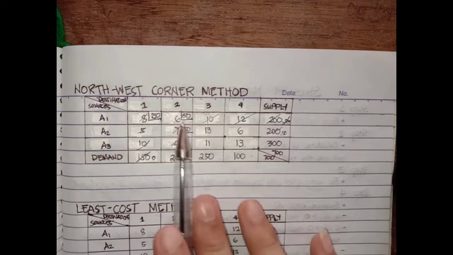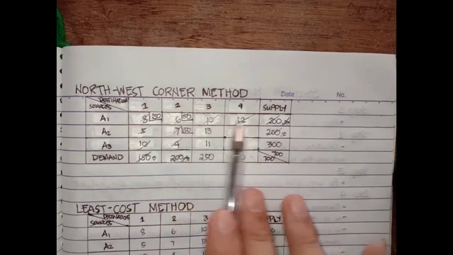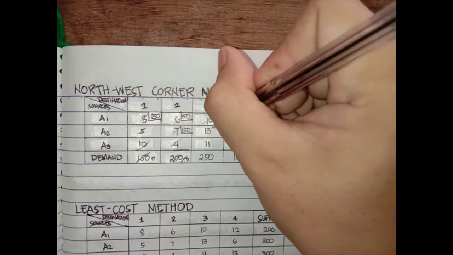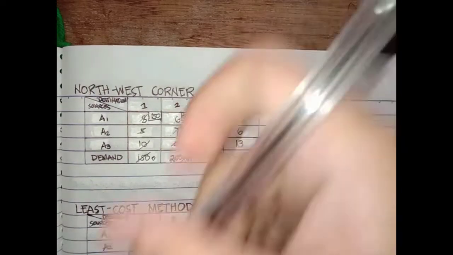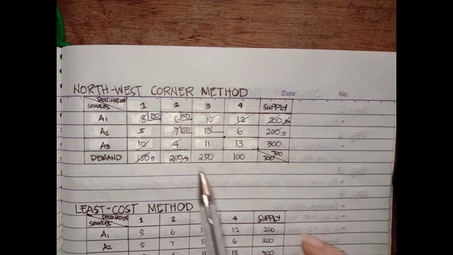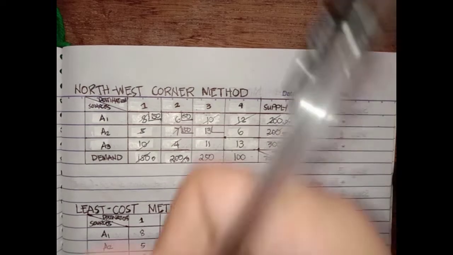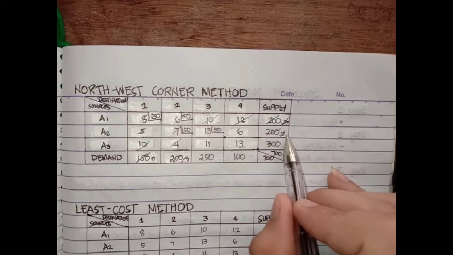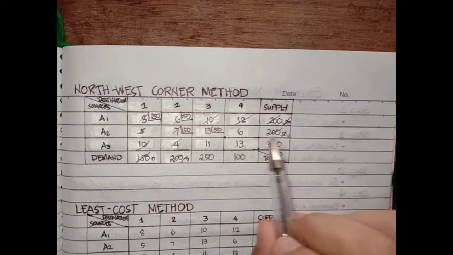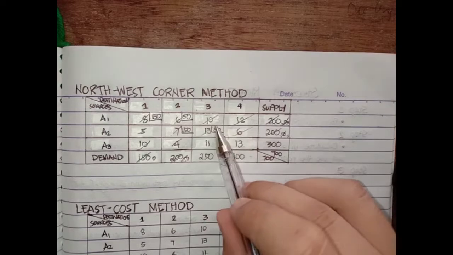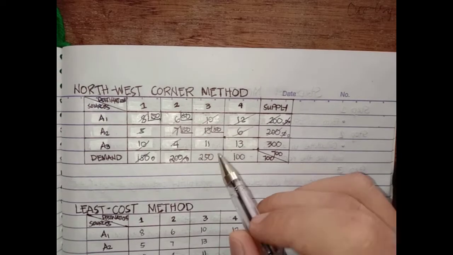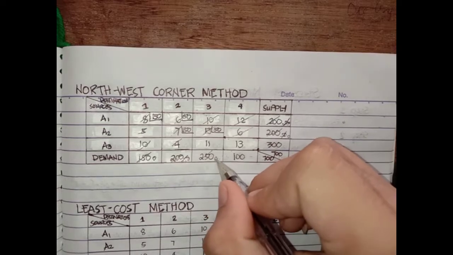Since this is no longer allocated, where is the northwest corner? It's in the cell where 13 is to be found. We have 50 and 250. 50 is the smallest, so we will allocate 50 here. Then 50 minus 50 is equal to 0, so we will no longer allocate in this row. 250 minus 50 is equal to 200.